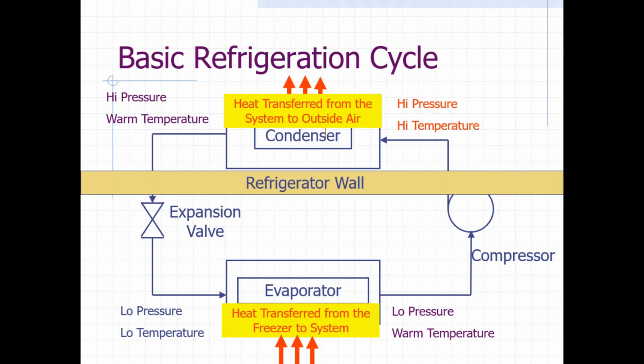So here is that same refrigeration cycle, but what I've done is I've added the refrigerator part in there. So you can see at the very bottom where the heat is transferred from the freezer to the refrigerant loop at the evaporator. And at the top, the heat is transferred from the refrigerant to the outside air, and that's on the back of the refrigerator. That's the condenser.